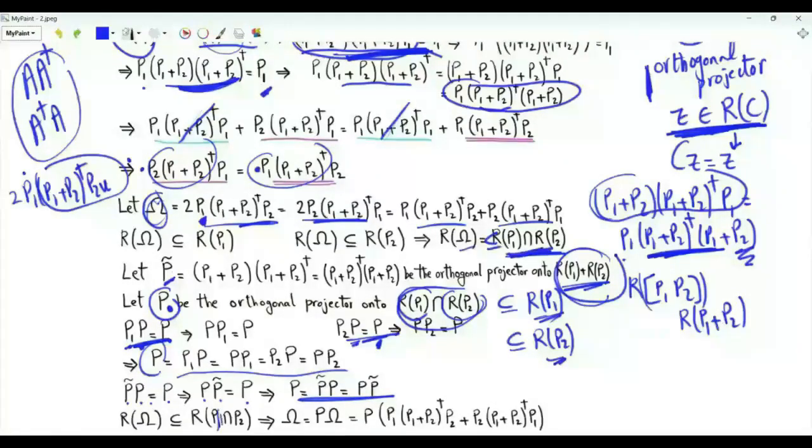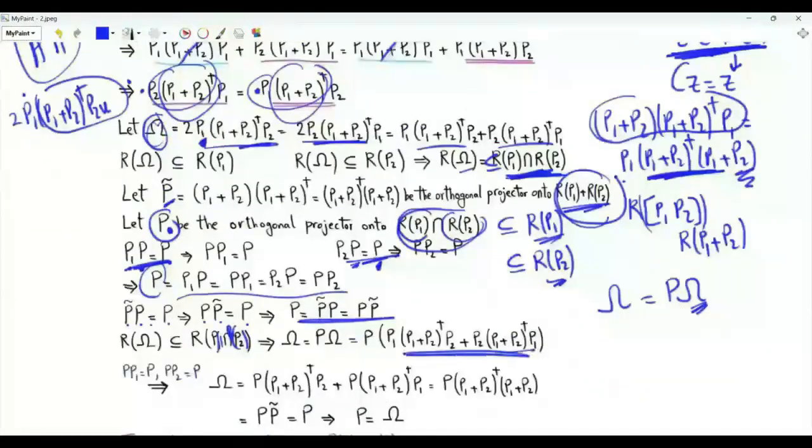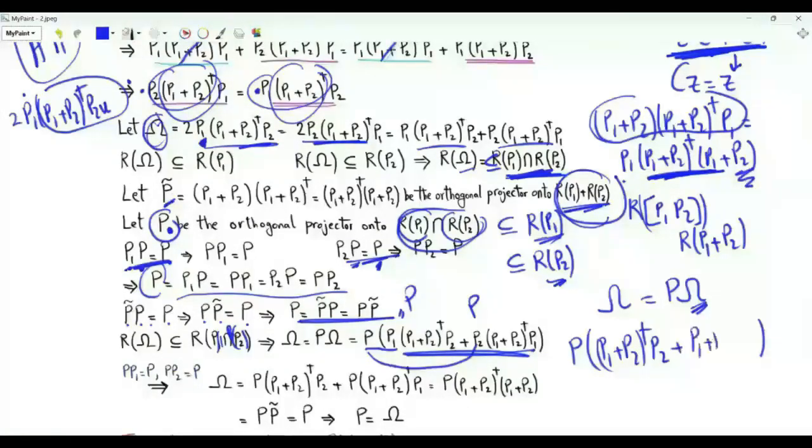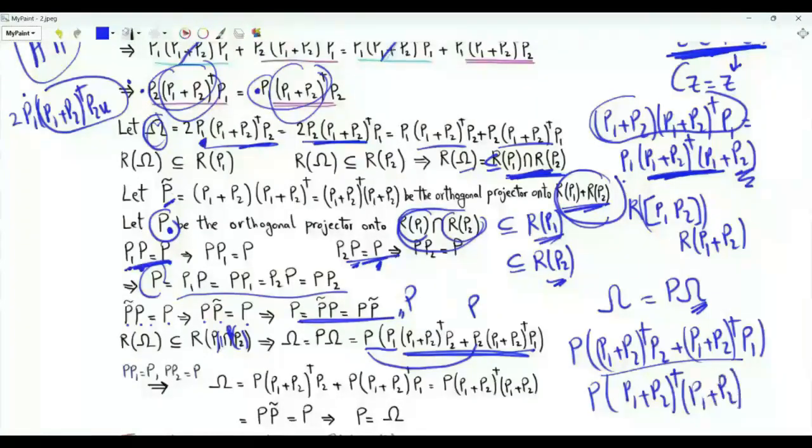The range of omega is in this intersection. P omega is equal to omega. We can write omega as double this matrix or double that one or the sum of the two. Let's use the sum here. P1 is equal to P. P2 is also equal to P. We can take matrix P as a common factor on the left. Then we have (P1 plus P2) dagger times P2 plus (P1 plus P2) dagger times P1. We can take (P1 plus P2) dagger as a common factor on the left. So we have (P1 plus P2) dagger times (P1 plus P2).